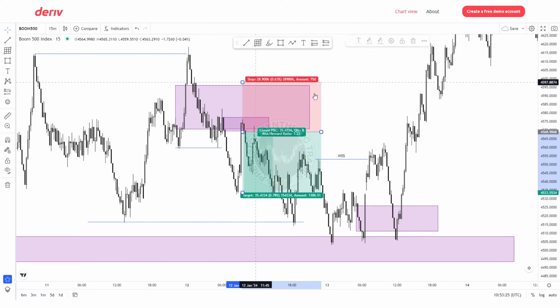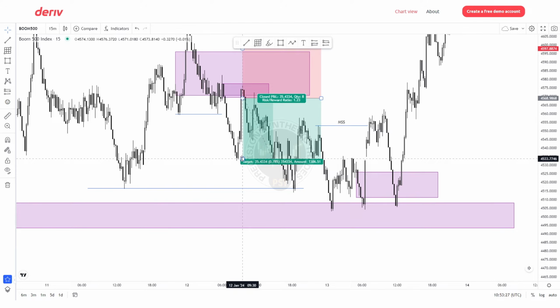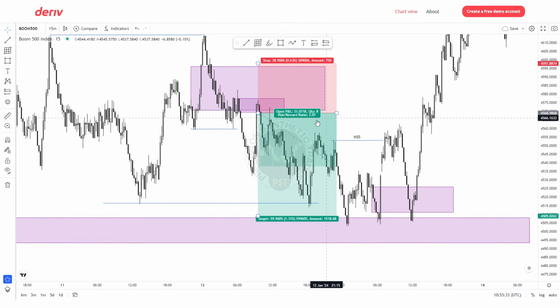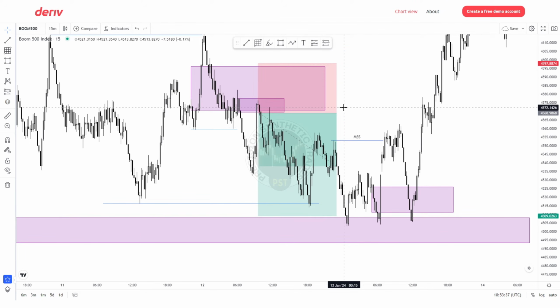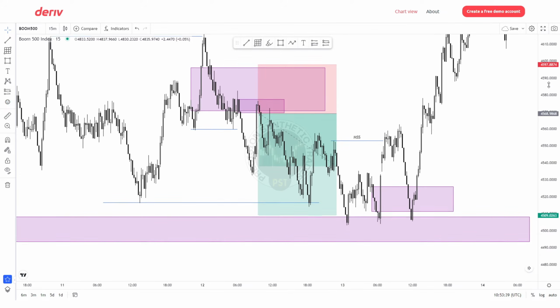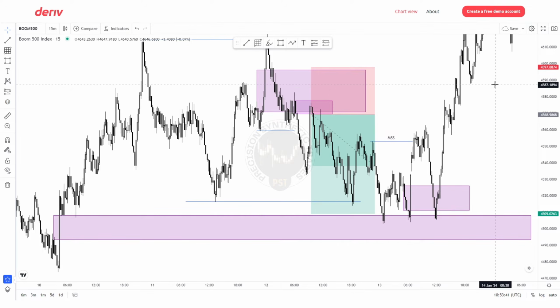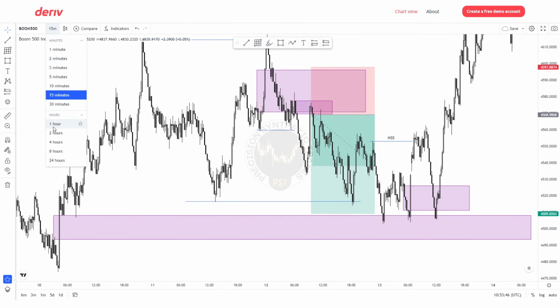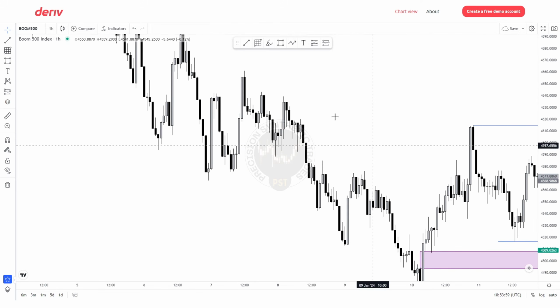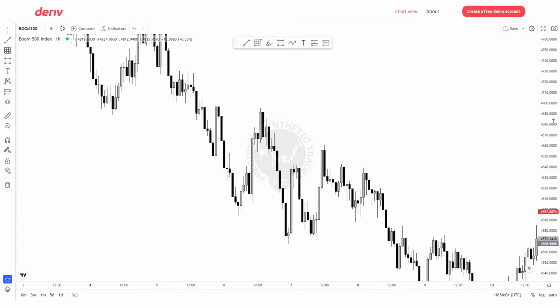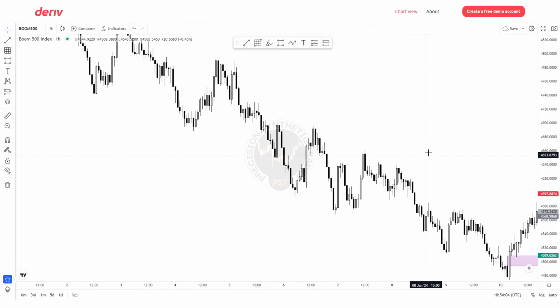Now this is not only working on boom and crash pairs. Remember in my previous videos, I don't normally trade like this. I only trade boom in an uptrend and only trade crash in a downtrend. But here I'm showing you, if you want to, you can trade it like the normal market. Alright, let's go back to the 1 hour. Just go random back. Let's see what was happening here.